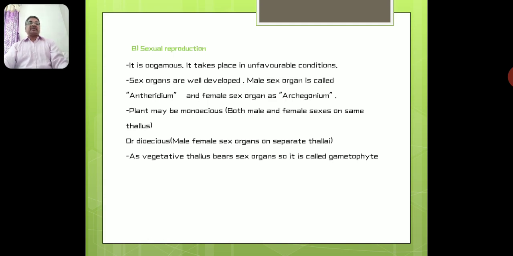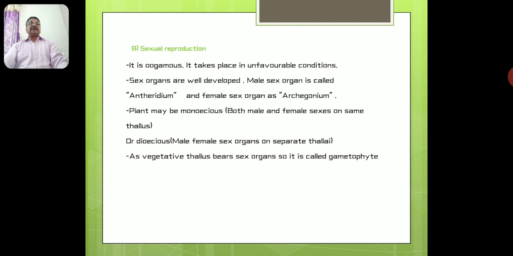In the isogamous type of sexual reproduction, both gametes, that is male and female, are of equal shape and size, and both are motile, so we call it isogamy. In some other groups, we find the anisogamous type. Here one gamete is small and one is large, but both are motile, and if union of such unequal gametes takes place, we call it anisogamous sexual reproduction.